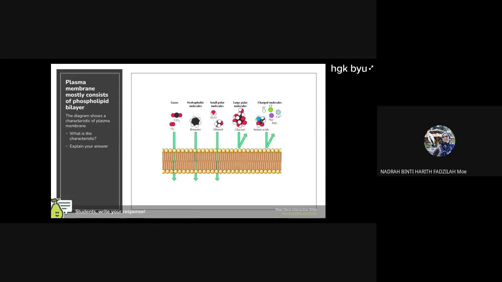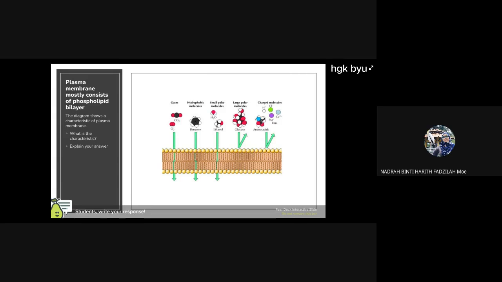Now let's take a look at this particular diagram. So this diagram shows a characteristic of plasma membrane. Rajah ini menunjukkan satu ciri membran plasma. This is a 2 marks answer. Ini adalah jawapan 2 markah where the first question is, what is the characteristic of plasma membrane shown by the diagram? Number 1. Number 2, can you explain your answer why you say the characteristic is that?